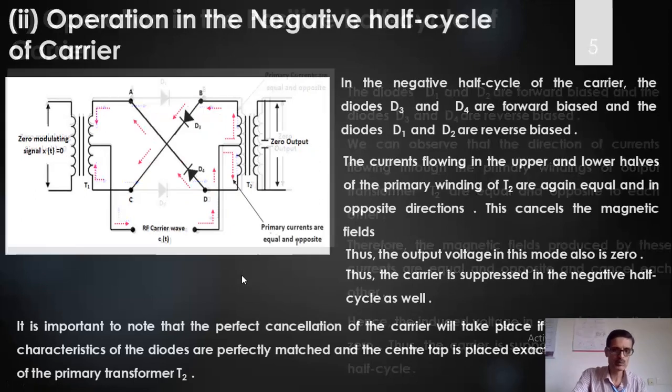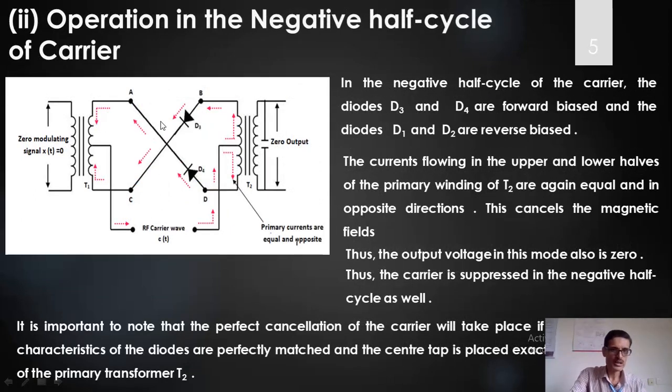Now during the negative half cycle, what happens? This is the connection. The current now flows in this direction, so the diodes D3 and D4 will conduct during this time, and D1 and D2 act like an open switch. Again, see the current here: it flows in the opposite direction, but equal in magnitude. That's why the output will be zero. So I can say that the carrier will never appear in the output of the DSB-SC modulator. The cancellation or suppression of the carrier happens in this way.